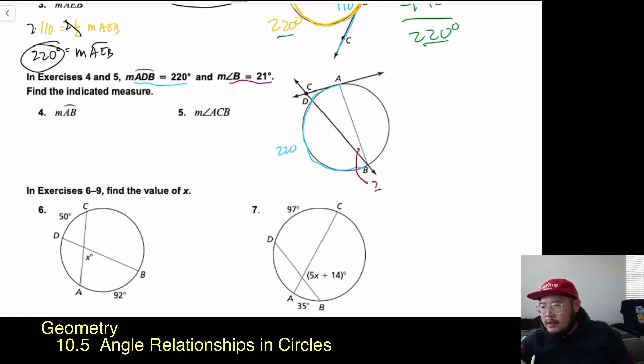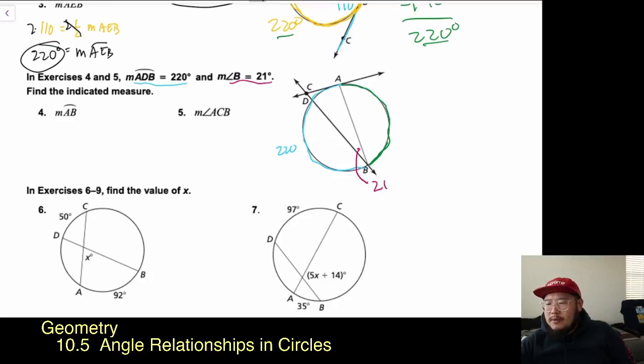So we want to find the indicated measure. The first one right here is the measure of arc AB. Remember, in order for us to find the measure of arc AB, this one's pretty simple because they gave us right here the remaining arc. We know that A to B, I'm going to go ahead and highlight that in green right here, is some unknown amount.